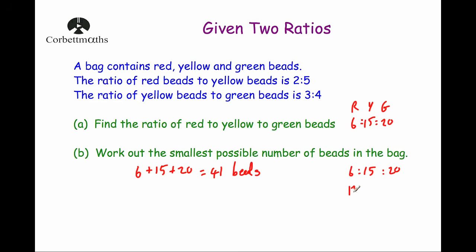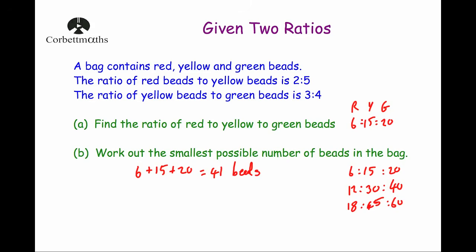We could have had 12, 30, 40, we could have 18, 45, 60 and so on. But in terms of the smallest possible number of beads, that's just going to be the 6, 15 and 20, and if we just add them up, that gives us the smallest possible number of beads in the bag.